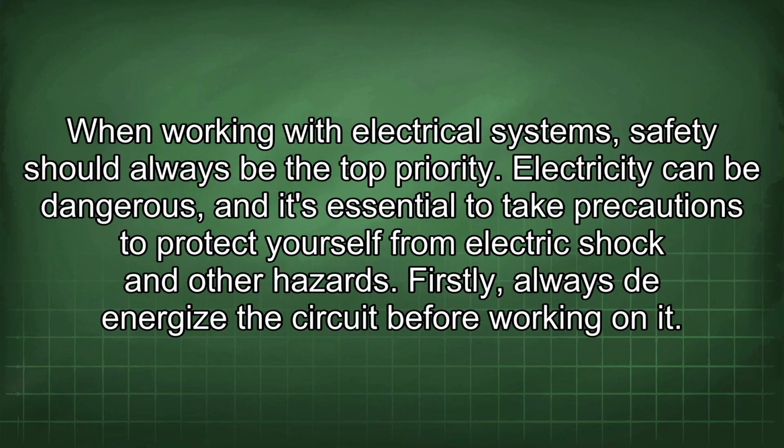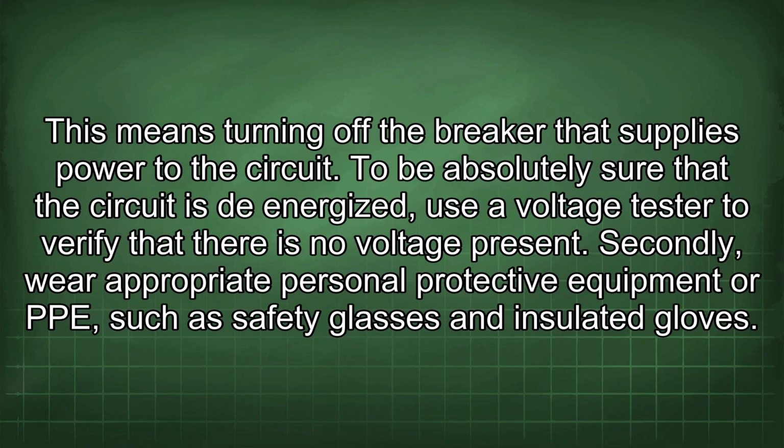When working with electrical systems, safety should always be the top priority. Electricity can be dangerous, and it's essential to take precautions to protect yourself from electric shock and other hazards. Firstly, always de-energize the circuit before working on it. This means turning off the breaker that supplies power to the circuit. To be absolutely sure that the circuit is de-energized, use a voltage tester to verify that there is no voltage present. Secondly, wear appropriate personal protective equipment, or PPE, such as safety glasses and insulated gloves.